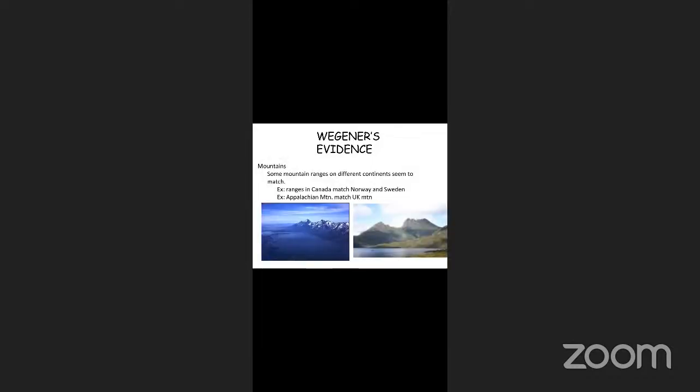And another is mountains. We can see the same type of mountains in different continents, like ranges in Canada matching with Norway and Sweden, which are in Europe. Then the Appalachian mountains match with the UK mountains. So even the mountains are similar in their nature.